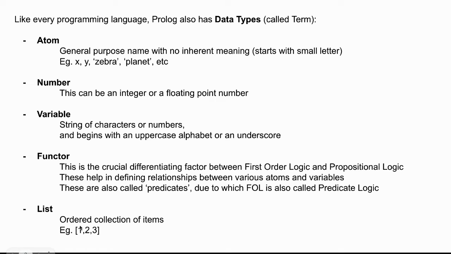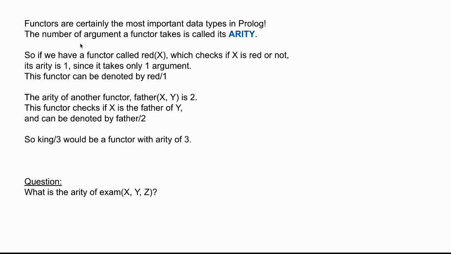Then you can also have a collection of variables, numbers, and atoms in what is called a list. This is an ordered collection of items. This list is like the list of Python, and the syntax is also kind of similar. Functors, as I mentioned, are the most important data type in Prolog, because it is through functors that you do all these kinds of complicated computation and inferences.